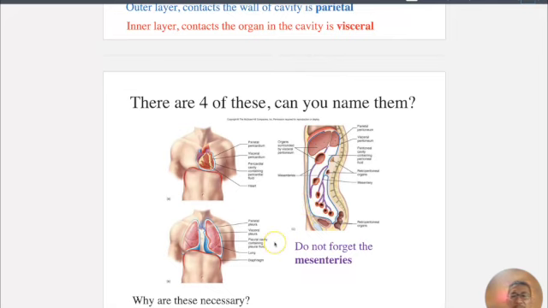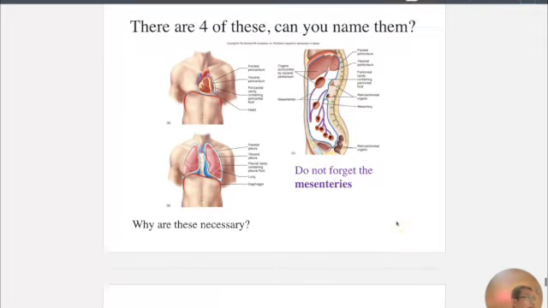Okay, I forgot to tell you one more. There is the pericardium. There is the pleura, the parietal pleura, and the visceral pleura. Pleura is the lung, and the parietal is your abdominal cavity. So there is parietal peritoneum and there is visceral peritoneum. So don't get it confused.